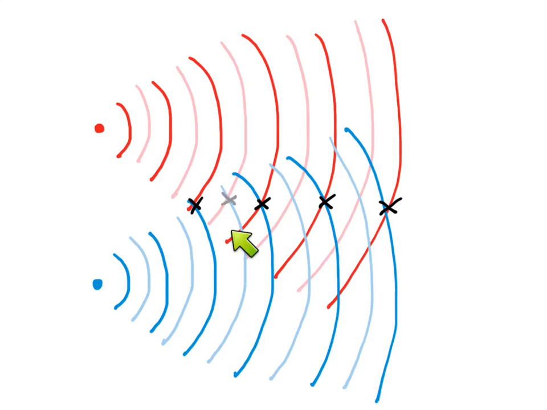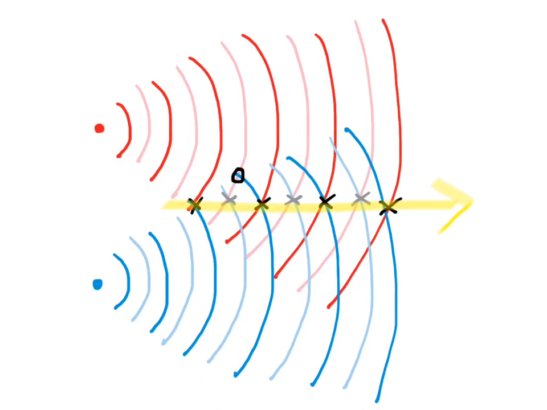This point here is where a trough, a low piece of water from the red source, overlaps with a low piece of water from the blue source. So they're both trying to push the water down, and you end up with a very low point, like a super trough. And there are more of those as we go out. So off in that direction, you're going to have big peaks and big troughs, so very choppy water.